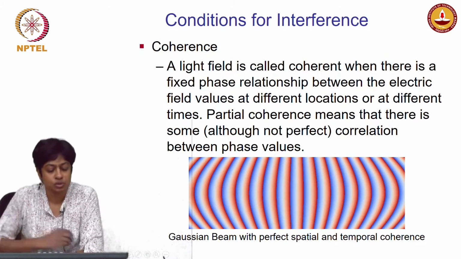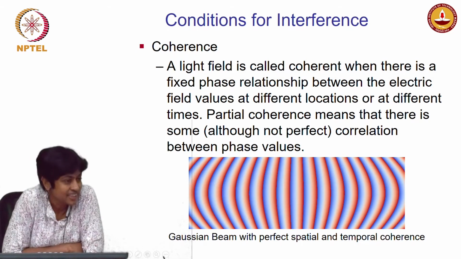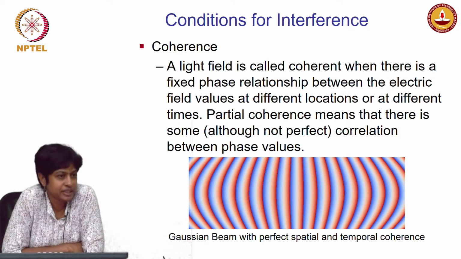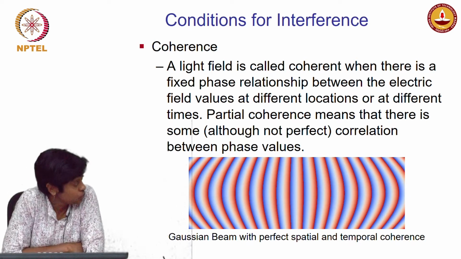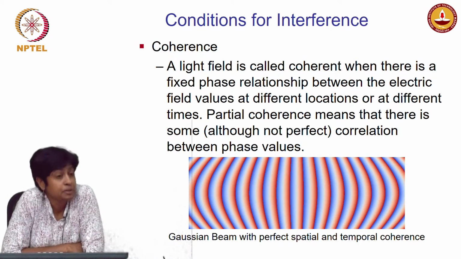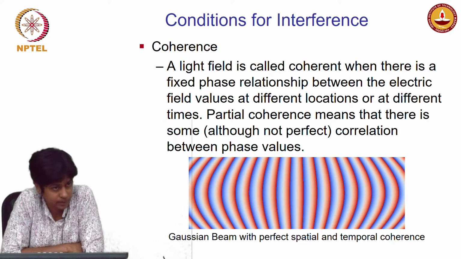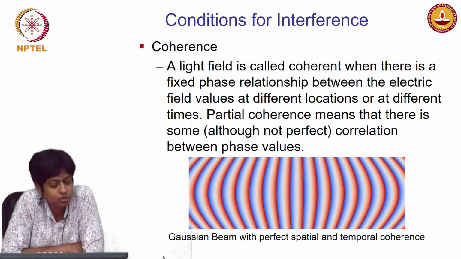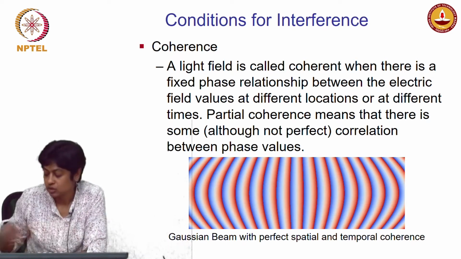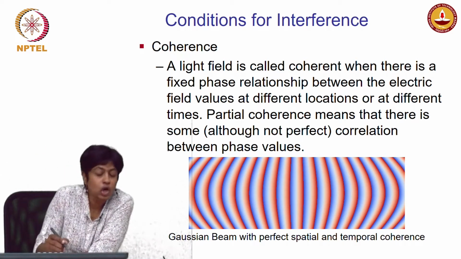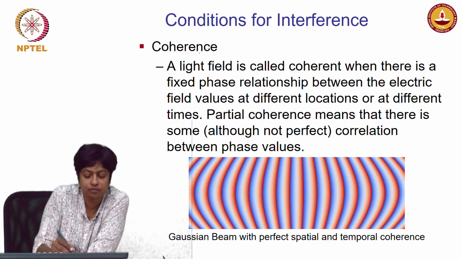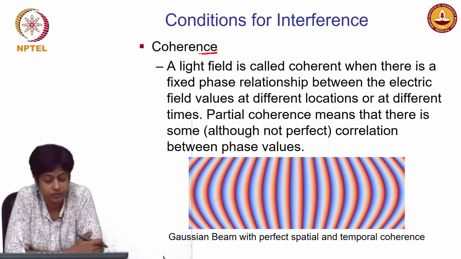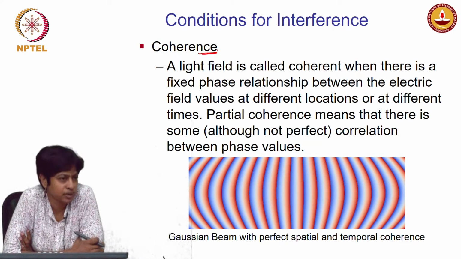Okay, so in order to see interference, some conditions have to be met. We do see these patterns often, but you don't see these patterns always. So some conditions have to be met, and one important condition is that the light that is interfering has to be coherent. So coherence: you are not going to see interference if you do not have coherence. Okay, so what do we mean by coherence?